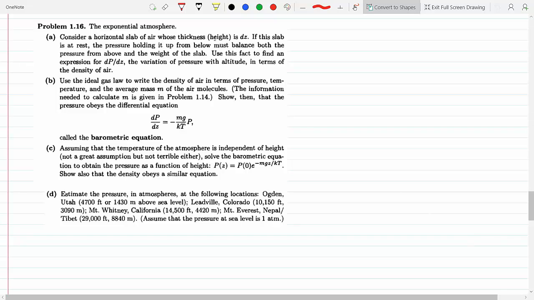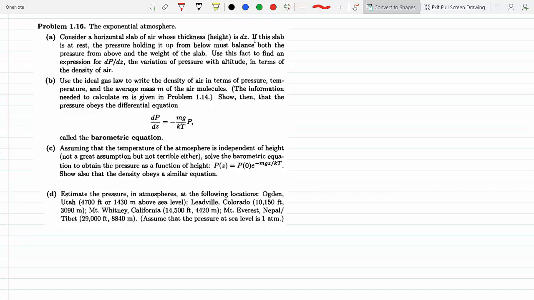Consider a horizontal slab of air whose thickness is dz. The slab is at rest. That means in order to be balanced, the pressure holding it from below must balance the pressure from above and the weight of the slab.